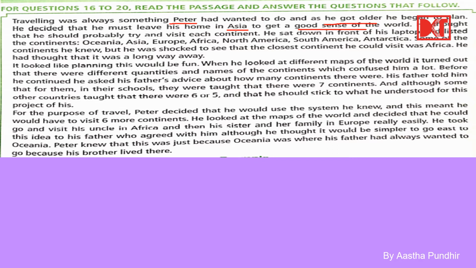So he decided कि मैं सारे continent visit करूँगा. Then he sat down in front of his laptop and listed the continents: Oceania, Asia, Europe, Africa, North America, South America, Antarctica. Right. Now some of the continents he knew, but he was shocked to see that the closest continent he could visit was Africa. उसने सारे continents जो पता था उसने list किए, but उसको shock ये हुआ सोच के that the closest continent he could visit was Africa.